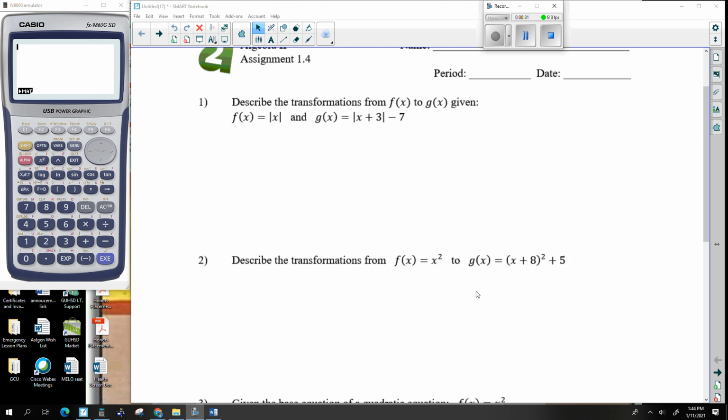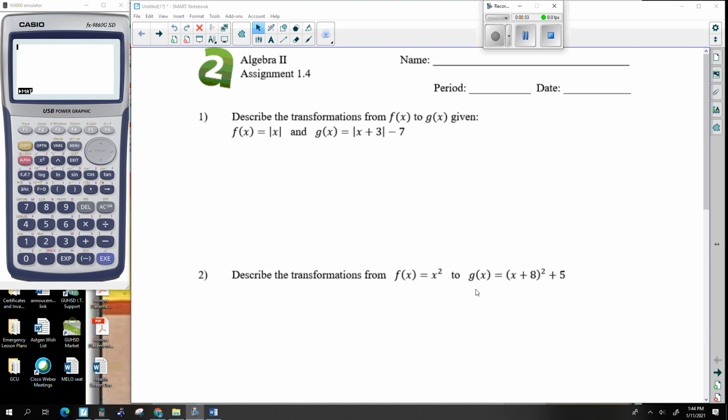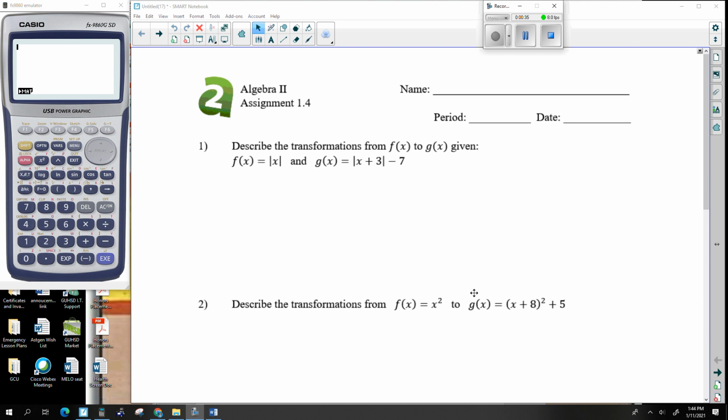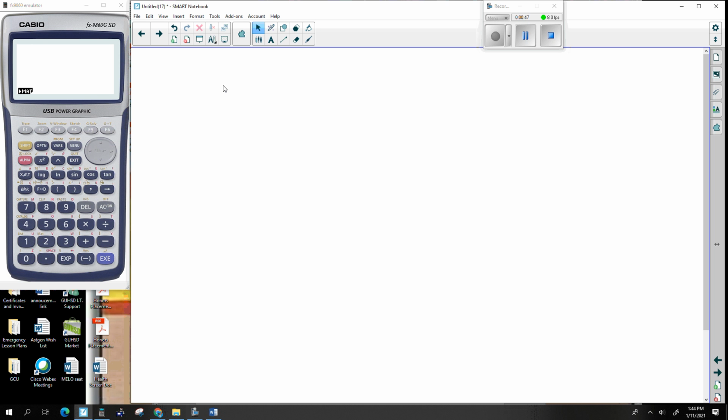Now, before we get to learning how to move graphs left, right, up, down, stretch, flip, all sorts of different things, let's understand some of the basic graphs that we might be able to see. All right. And so let's just go through basic graphs.